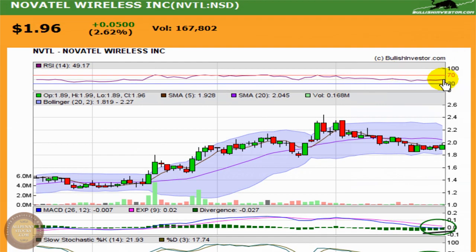RSI 14 is in a very neutral position, registering right at 50. The bulls and bears are having a bit of a tug of war to try and control momentum in the stock. And that should be expected because the stock price has been in this box for the last week or so. But ultimately what I'm looking at here is the stock sitting on a classic support level.